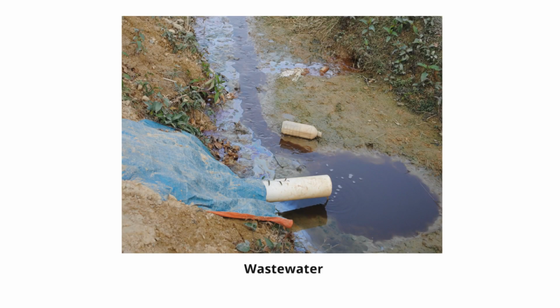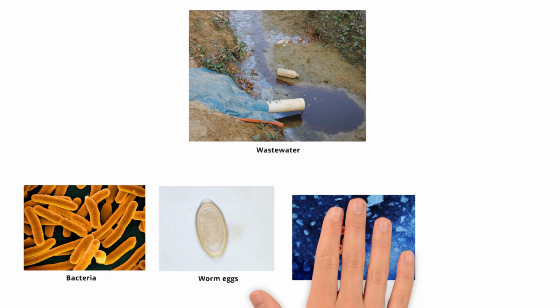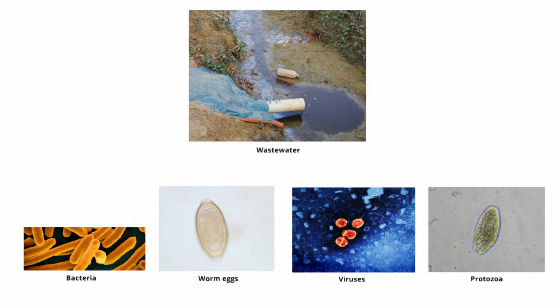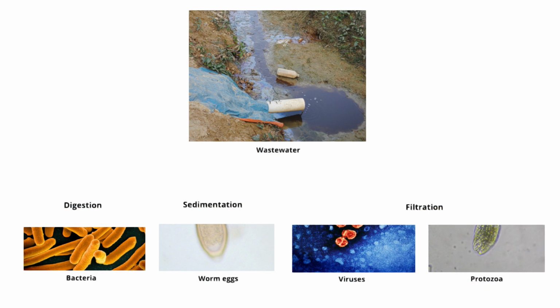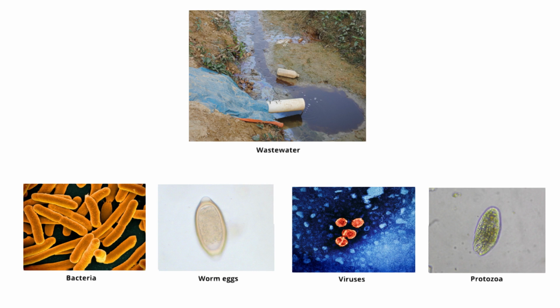Wastewater carries a range of harmful microorganisms, including bacteria, worm eggs, viruses, and protozoa. Depending on the treatment process, some pathogens may be removed or eliminated through digestion, sedimentation, and filtration. Other pathogens may be more resistant and possess characteristics that prevent their complete removal during effluent post-treatment.